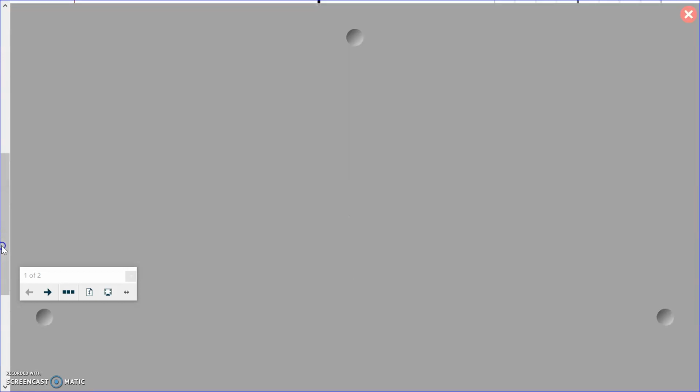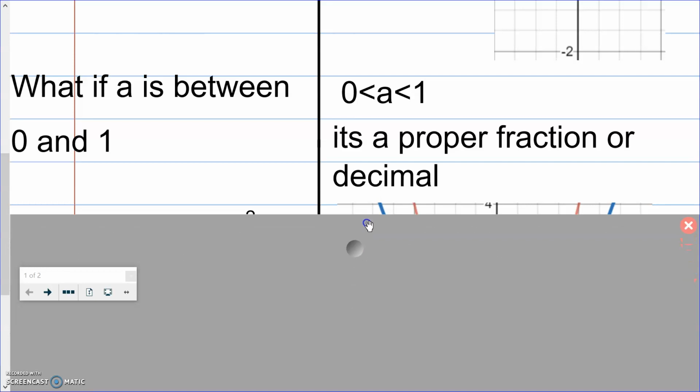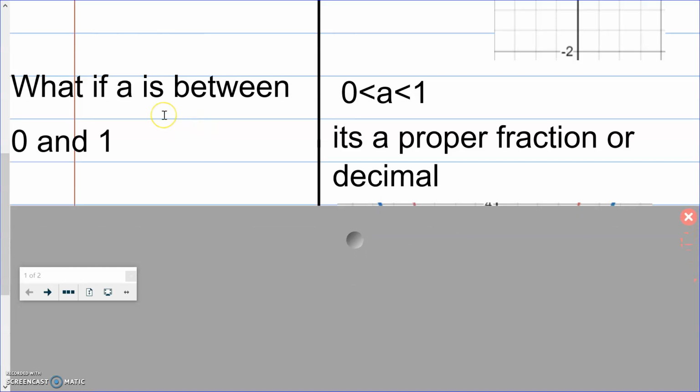Let's see what happens when we plug in other values for a. What if a is between 0 and 1? If it's a proper fraction or a decimal, this is 0 is less than a, which is less than 1. So a is a decimal or a proper fraction. You'll see it both ways.